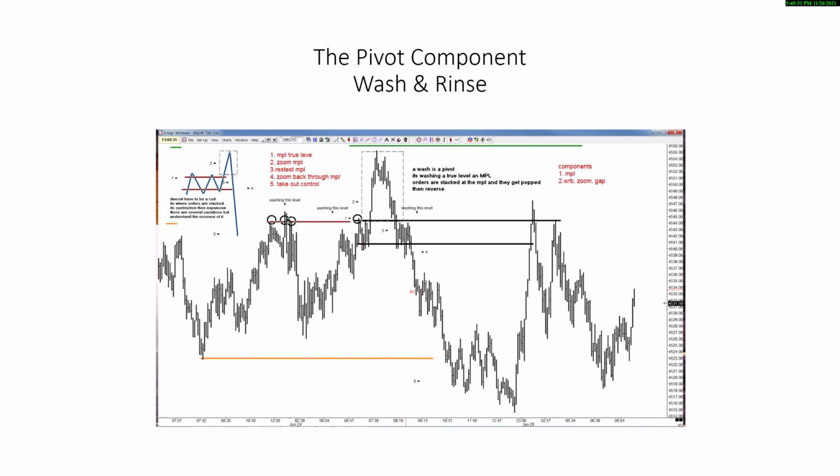So you can start to recognize the gap, right? We call this a gap swap. So that's the pivot component. Again, I'm not teaching a method just yet, although you might be getting some ideas.